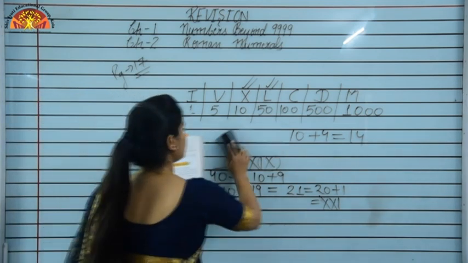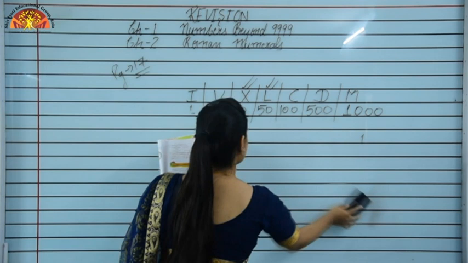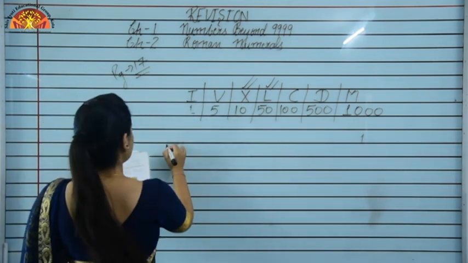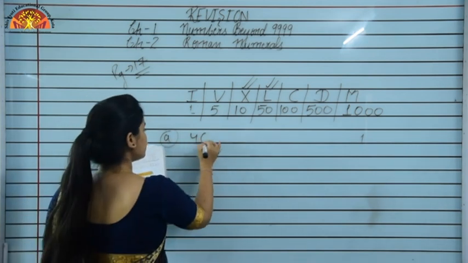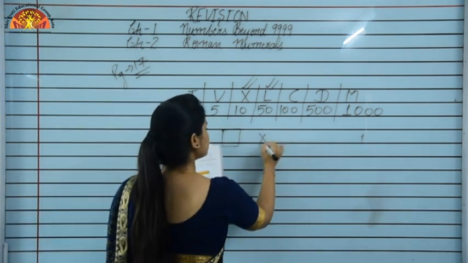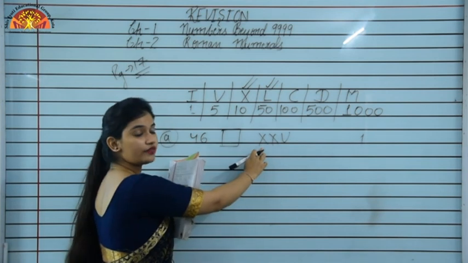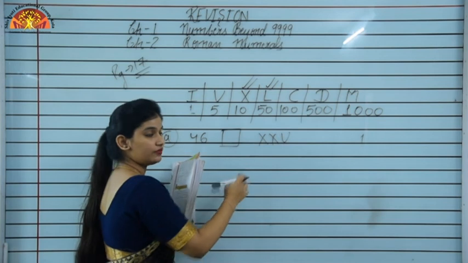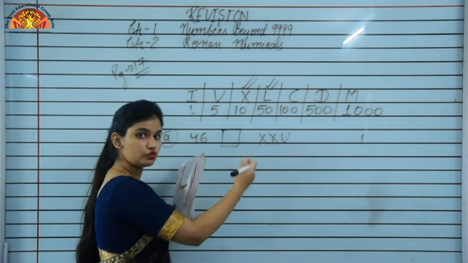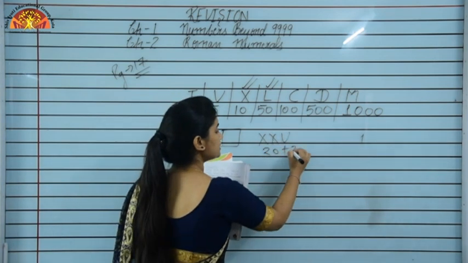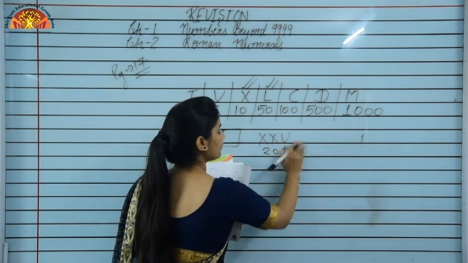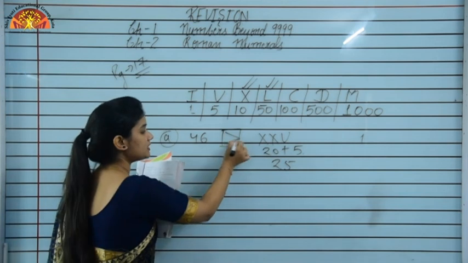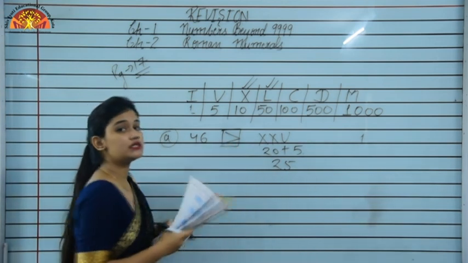So now we are taking question number 5. Question number 5 is put the correct sign. It means we have to compare the numbers. We see A part. 46 here and here XXV. So what is the meaning of X? 10. Again 10, it means 20 plus 5. This side V is coming, it means we have to do plus 5. So 20 plus 5 will be 25. And this is 46. Obviously 46 is greater than 25.